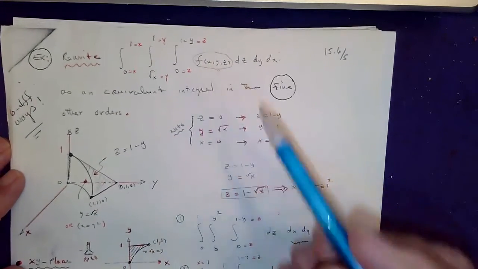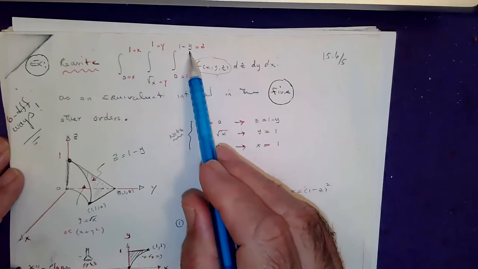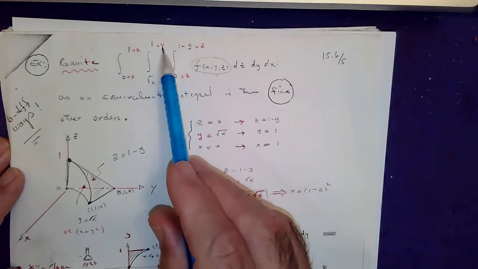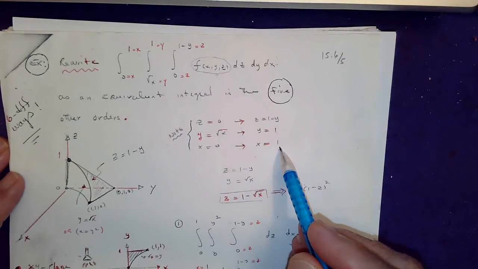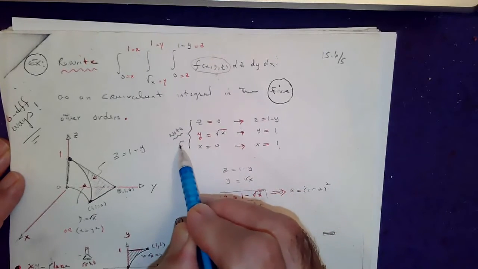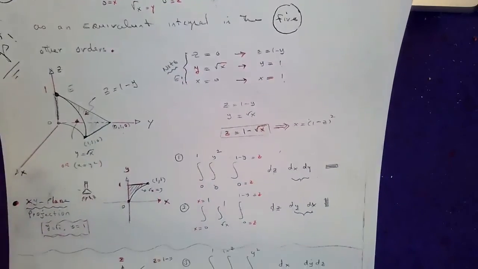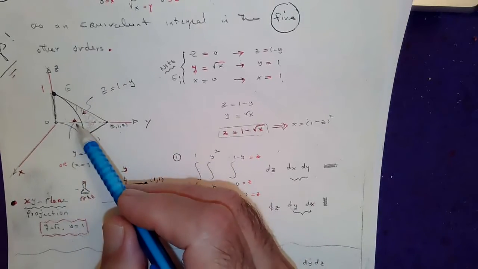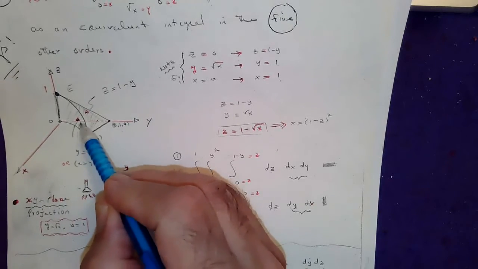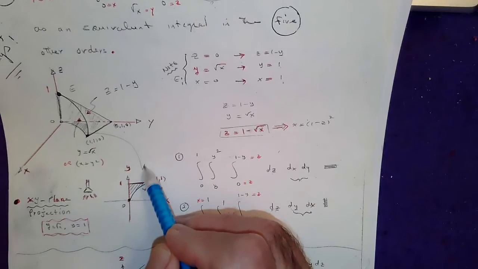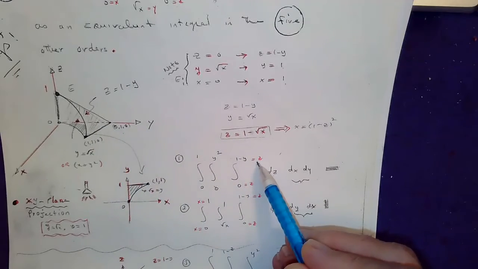Believe it or not, if you graph this solid, notice z goes from 0 to y minus 1, y goes from the square root of x to 1, and x goes from 0 to 1. If this is your solid E, and this is how the graph of solid E looks, now if you shine a light from the top, you will see this. So z goes from 0 to what? This plane, y minus 1.